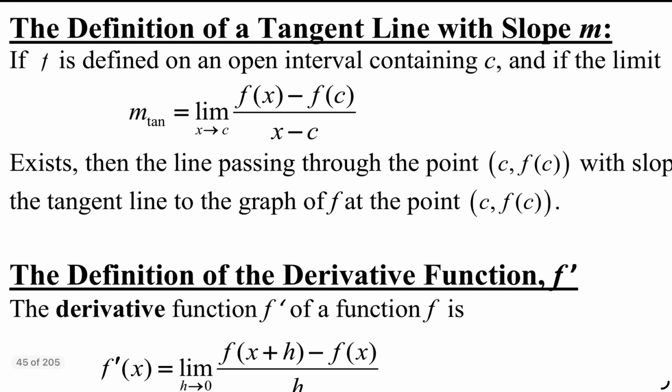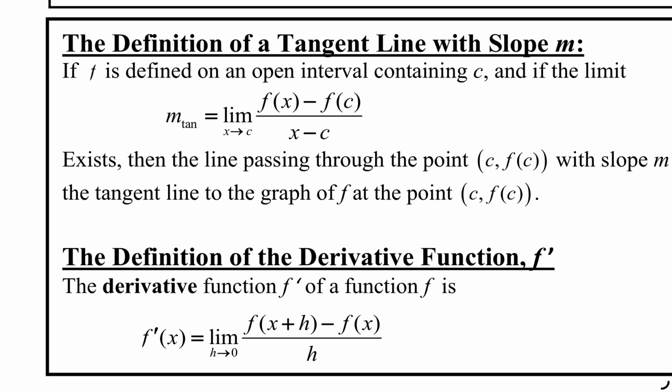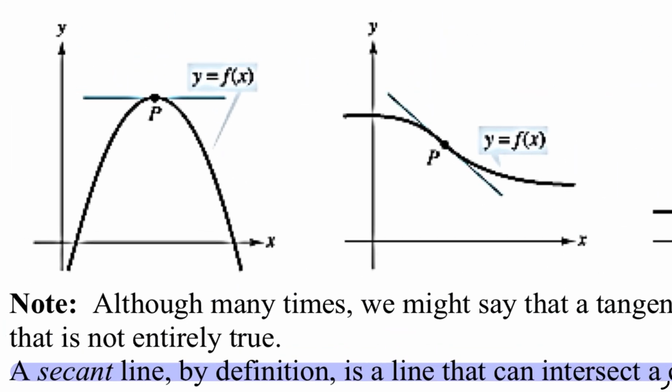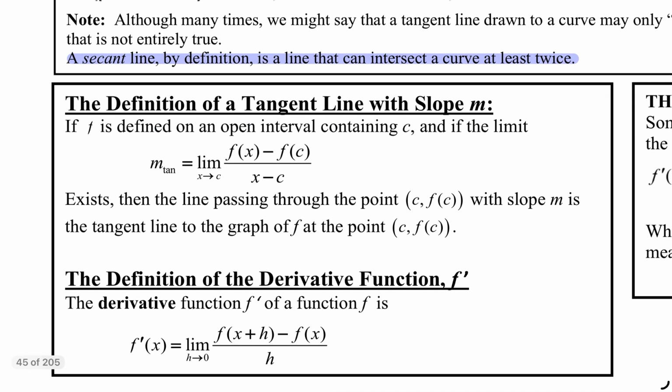So you can see right here, f is defined on the open interval. We're going to take the slope of the tangent line. Now that's what that's called too. If you don't remember from geometry, a line that only touches a curve one time is called the tangent line. So I've got a secant line and a tangent line. That was in that circles chapter in geometry.